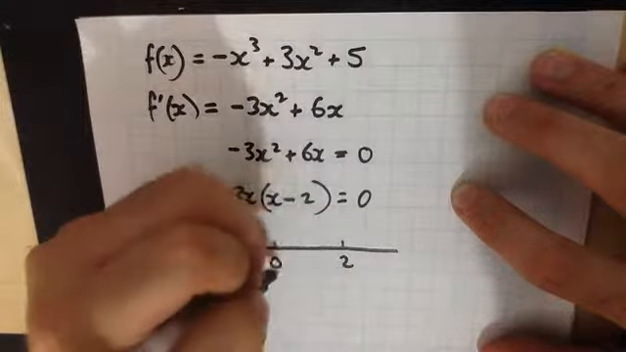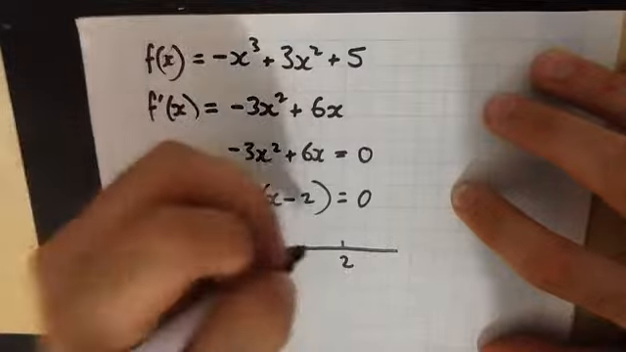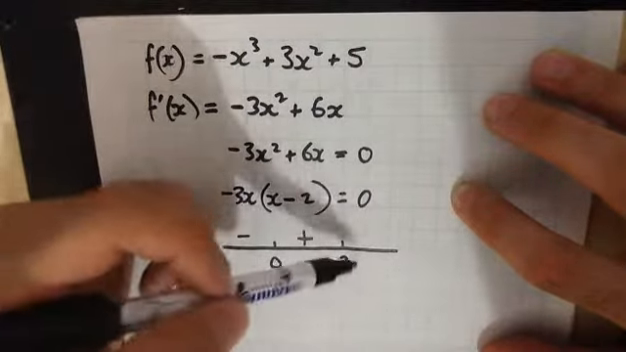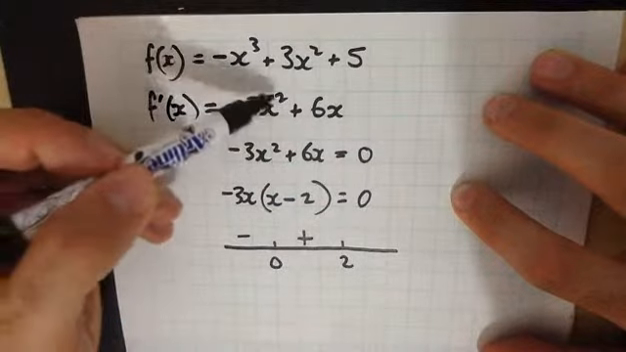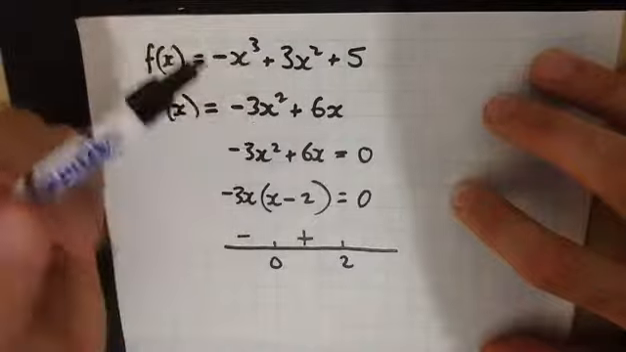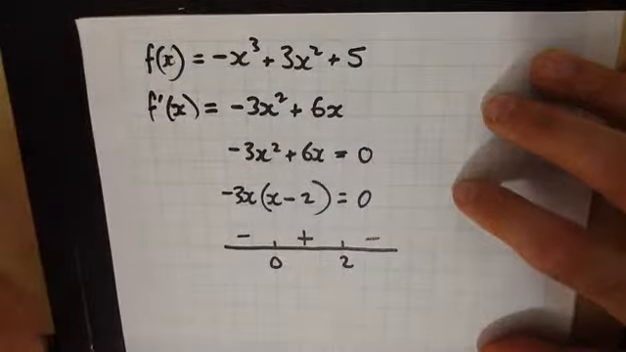Let's sub in a number between 0 and 2, which is 1. That would be -3 plus 6, which is a positive. And if I sub in a number greater than 2, let's sub in 3, that would be 3 squared, which is 9. So -3 times 9 is -27 plus 18, which is a negative answer. So there's my sign diagram.